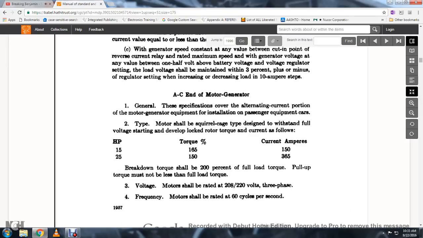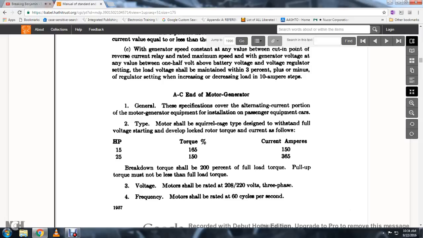All right, the AC end of the motor generator. Generally, these specifications cover the alternating current portion of the motor generator equipment and installation in passenger equipment cars. 2. Types. The motor shall be squirrel cage, of the design type with full voltage starting, and developing locked rotor torque and current as follows.